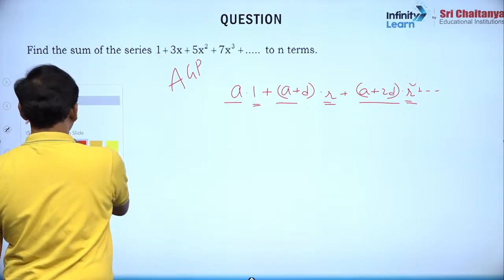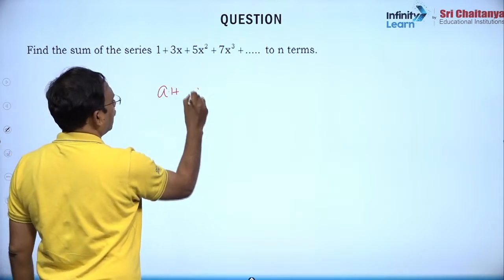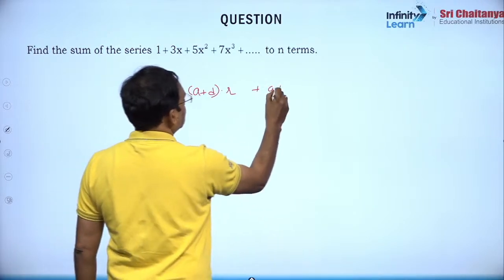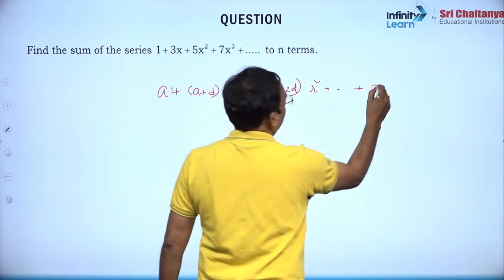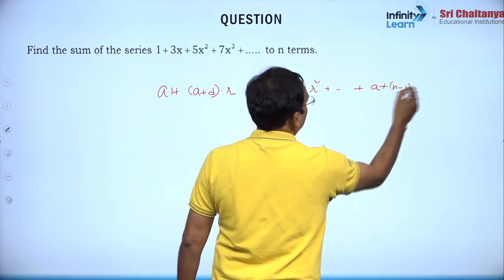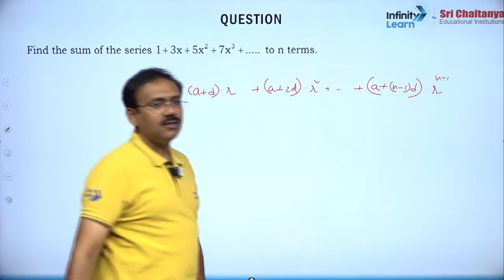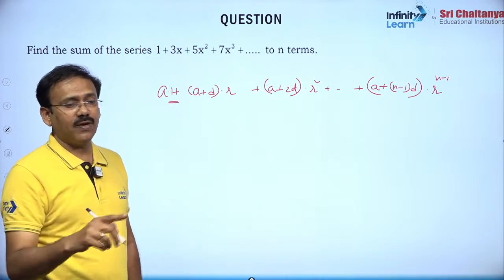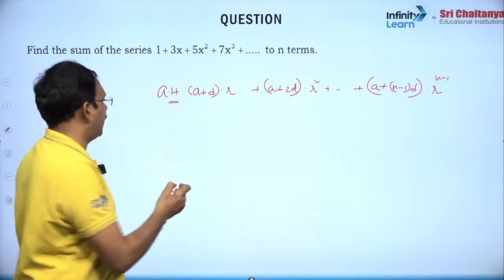The procedure for this is: AGP, a into 1 plus (a plus d) into r plus (a plus 2d) into r square, and so on, plus (a plus (n minus 1) d) into r power n minus 1. This is AGP. Better try to maintain the first term of the GP as 1. Suppose if it is b, b r square, you can take b common, my dear friends.